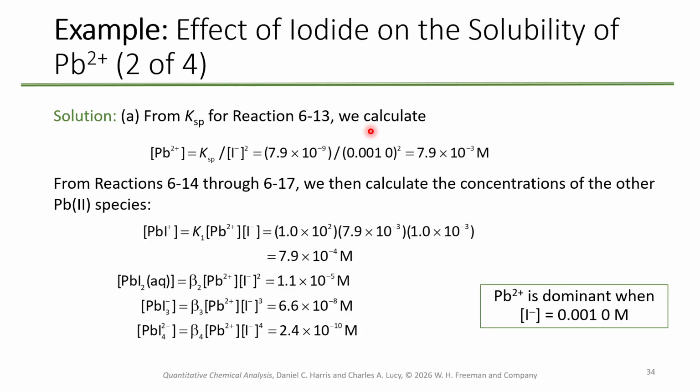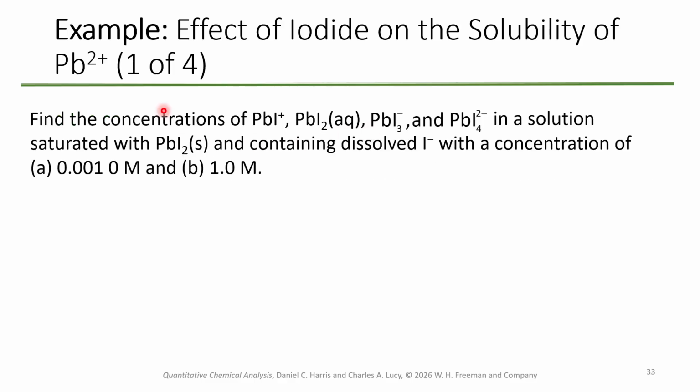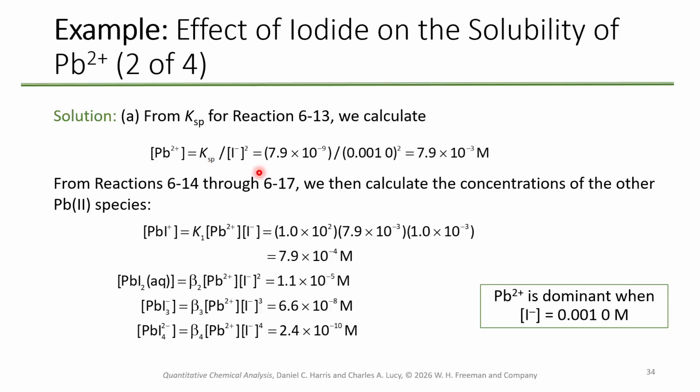So we need to use our lead PbI2 here, dissolving, which is the KSP, right? So we calculate out our KSP. We find our KSP from the table. Does everybody understand how to get these KSP formulas?